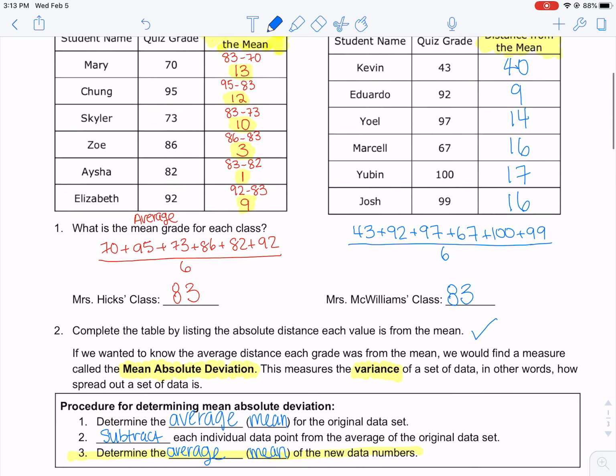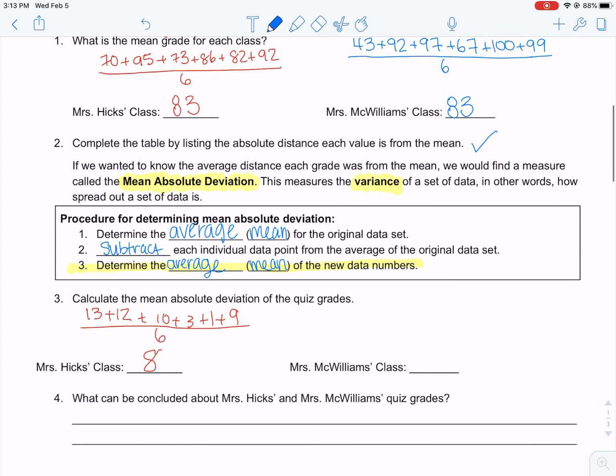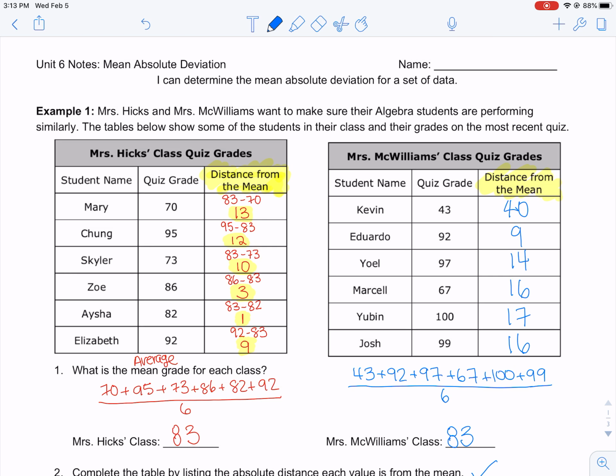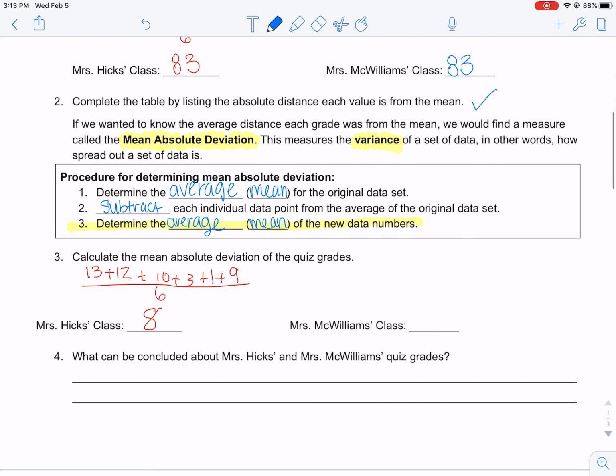Now let's look at Mrs. McWilliams. We have 40, 9, 14, 16, 17, and 16. Plug that into your calculator again, all over 6. And that gives you 18.6 repeating, or 18 2/3.